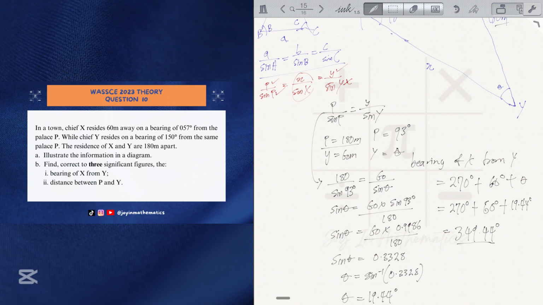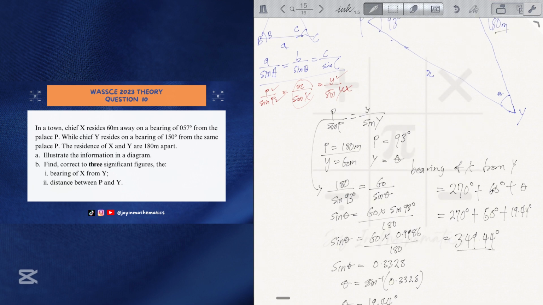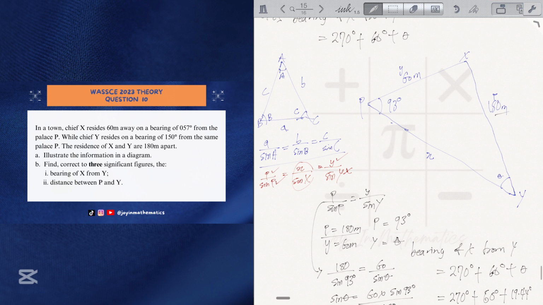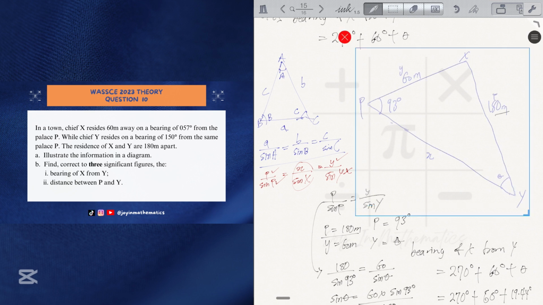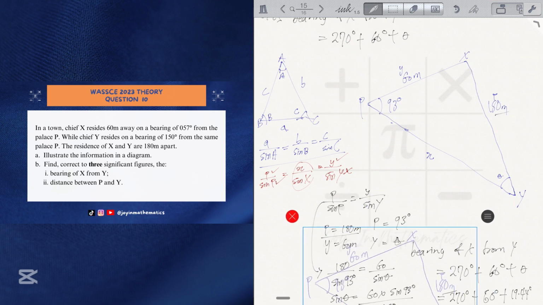Now let's proceed to the next question. The next question says we should find the distance between P and Y. So we are looking for distance x, the distance between P and Y. So let's draw this diagram again on the next page, or we can just as well duplicate it if it's going to be convenient. Let's just duplicate it onto the next page.